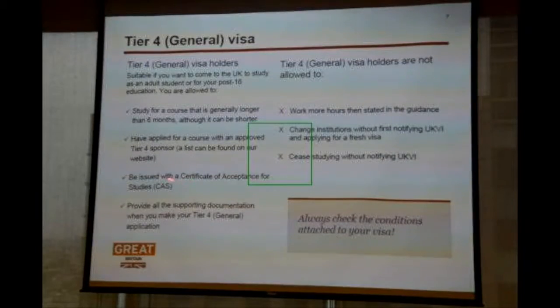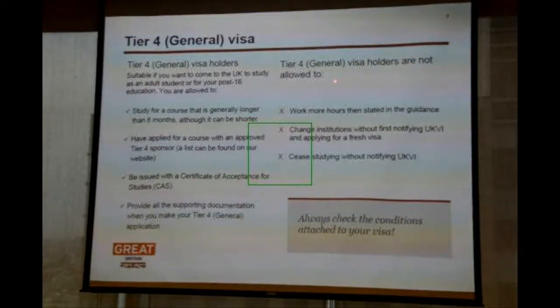A student needs to have been issued with a certificate of acceptance for study. Again, I'm sure you all know this, but an institute cannot just invite someone over to the UK to study for more than 6 months without this document. They have to be registered, and part of that registration process is that they issue this certificate to all students who want to study at their institution under a Tier 4 general visa. And they need to provide supporting documentation when they do the visa. We'll cover that later.